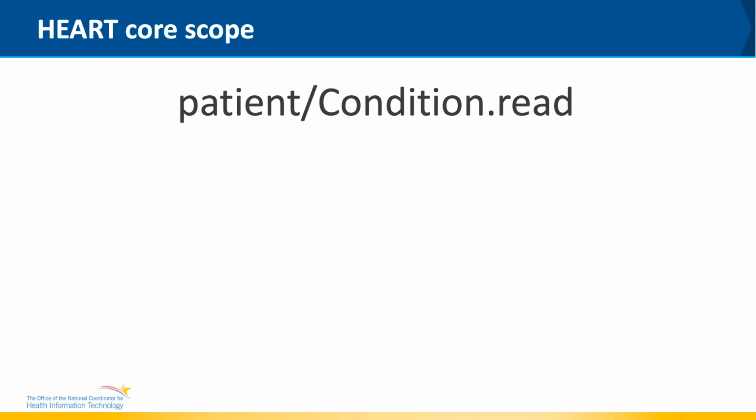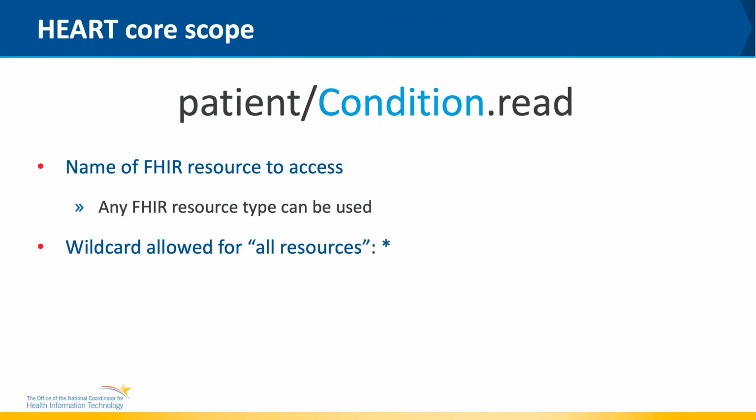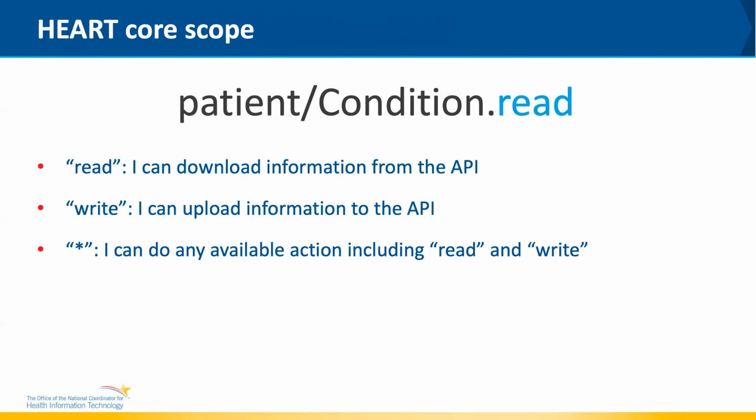A core scope in HEART has 3 parts. The first part basically tells you whether you're acting on behalf of a specific individual or you're doing that type of bulk access that we talked about before. The second bit tells you what kind of FHIR resource you're asking about. And we do allow a wildcard that says all resources for the current patient or all resources that I might have access to. And finally, we allow you to say what type of action you're going to take on that resource. So am I going to do read access? Can I upload new information? Can I do both? Can I extend this with something new that isn't covered by this core scope? This is some different type of action. This is where I would put it.